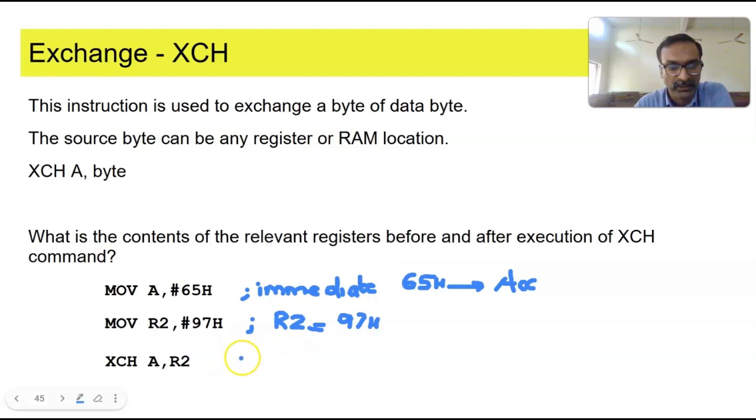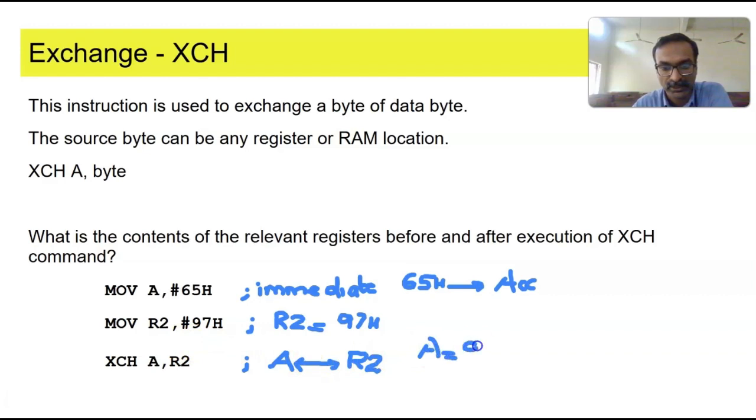Okay. Then the next command is to exchange A and R2. So whatever value is there in A register, it will move to R2, and whatever value is there in R2, it will move to A. So accumulator will have the value 97H, and R2 will have the value 65H. So this is the meaning of exchange command.